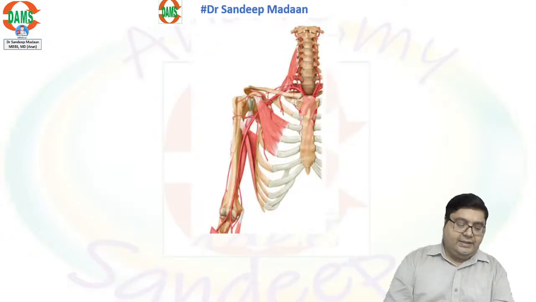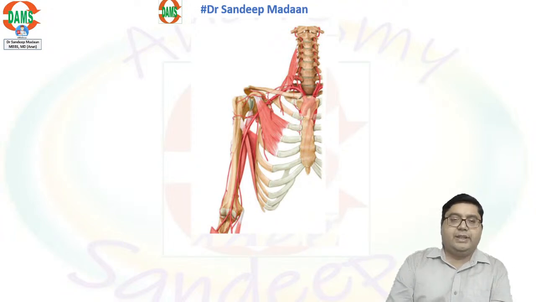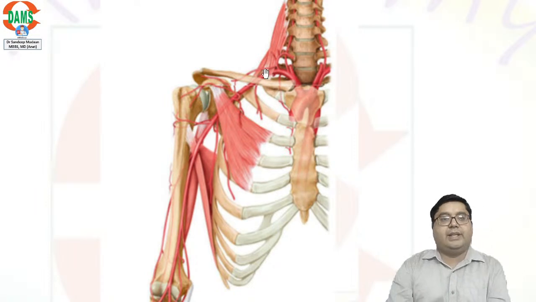Now, in this upper limb part, what are the areas which are of utmost importance? The branches of the axillary artery, very, very important. Let me just quickly show you. We can see the subclavian artery and the first rib. As soon as it crosses the first rib, it is called the axillary artery.